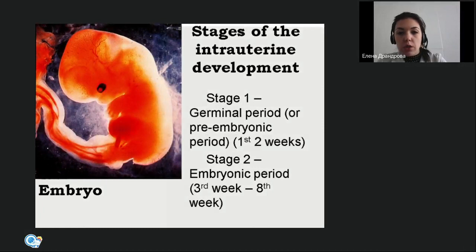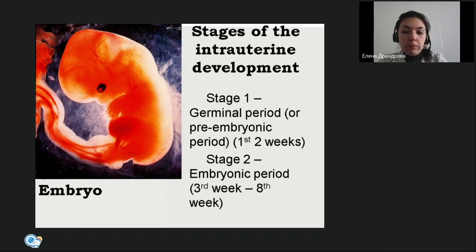In embryogenesis, or for mammals and for humans, it is intrauterine development. Intra means inside, the uterus, the female reproductive organ where a fetus grows. So in intrauterine development, the following stages are distinguished. The first, the shortest stage is named the germinal period or pre-embryonic period, which lasts for the first 2 weeks, from the fertilization up to the implantation usually. What is it? We'll talk about it later.